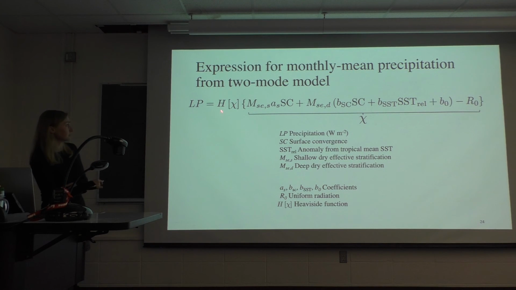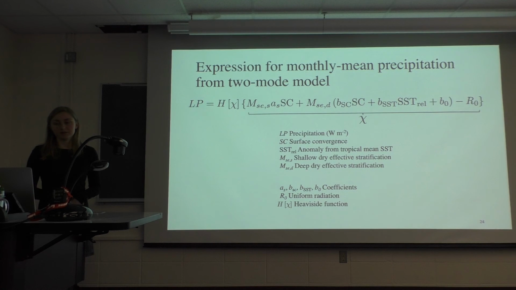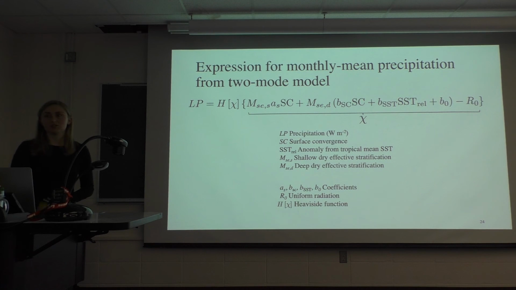There's one thing I haven't talked about here, which is this Heaviside function. It doesn't play a very big role, but basically what it does is it prevents us from having negative precipitation. So if any of our approximations cause precipitation to be negative, it just sets it to 0. Again, that doesn't end up playing a very big role, but it's there.